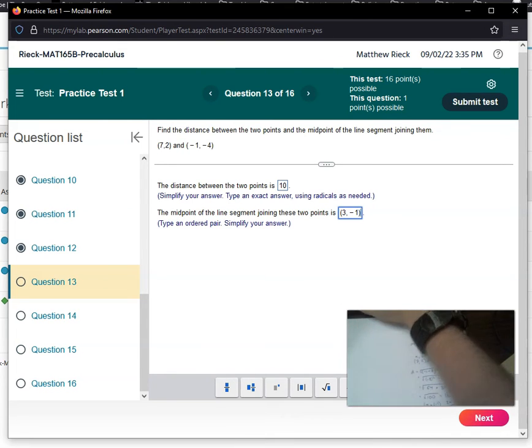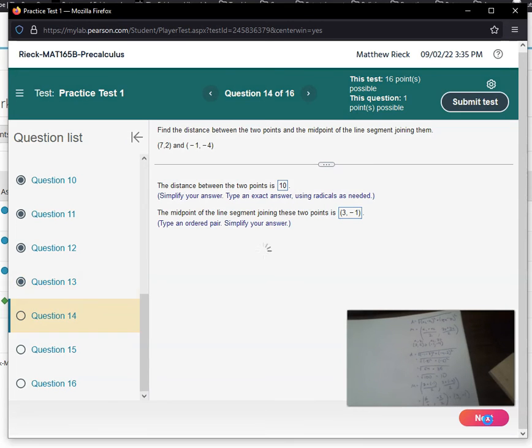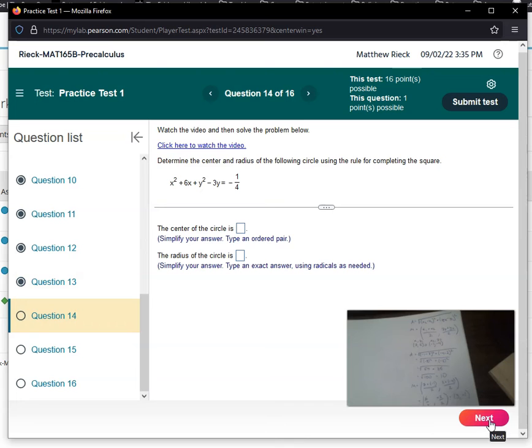3, -1. All right, so again, I need to have a point. Why do I have 2 blank pages stapled together? All right. So yeah, so again, your point consists of an x-coordinate and a y-coordinate. Where the distance, you're just going to get a number.